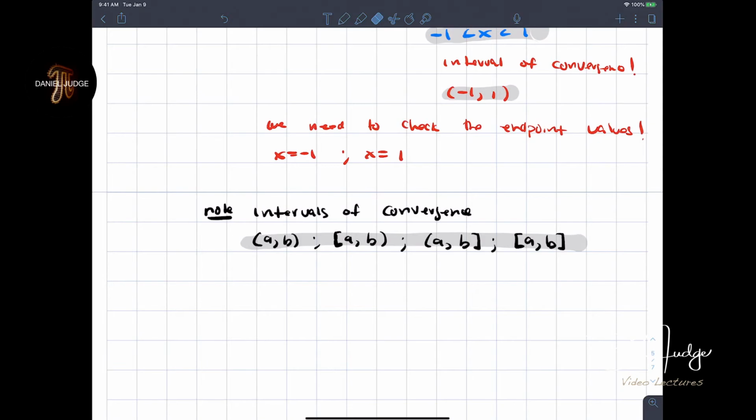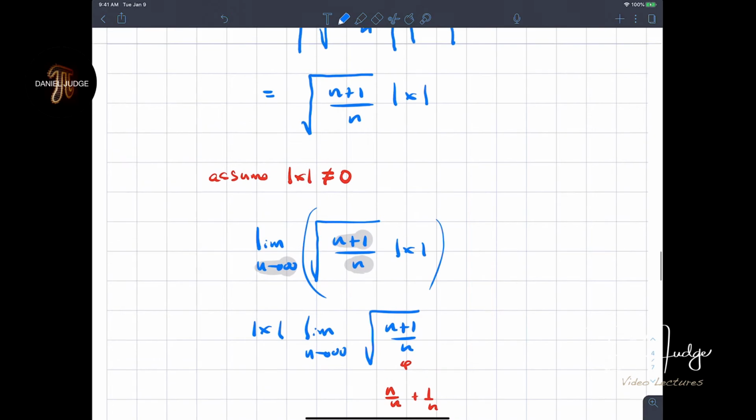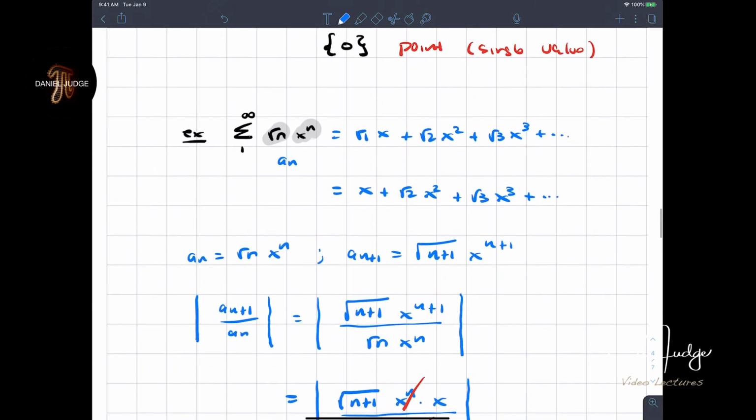Okay, so let's go back and clean this up a bit. We're going to check that endpoint. That's what we mean by x is -1. We're going to check this endpoint. That's what we mean by x is 1. We have to find, do we have convergence or divergence? So you check that by going back to the original series. There's the original series.